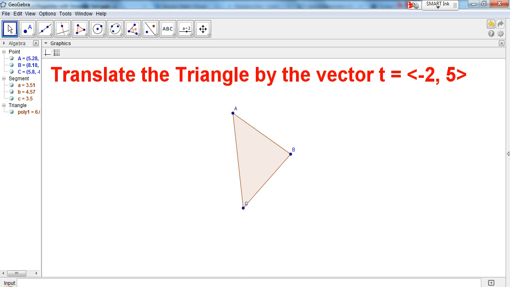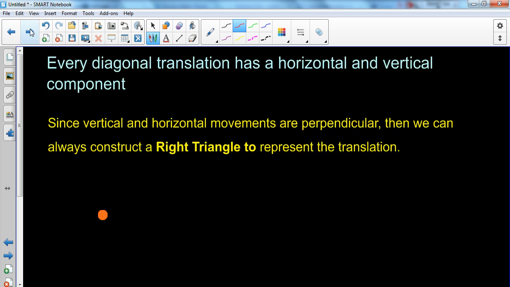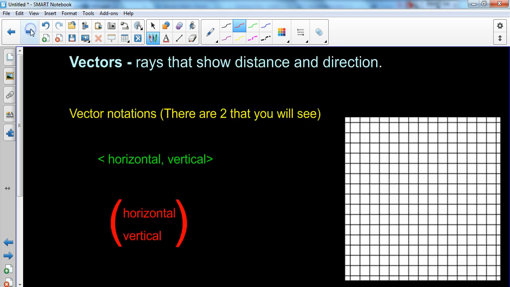There's two ways that we're going to see vector notation. Just so that you know, vectors look like little rays. It's just an arrow, kind of like this, to show direction and distance, to show us how points are moving. Two ways to see notation. You'll see a horizontal notation like this.